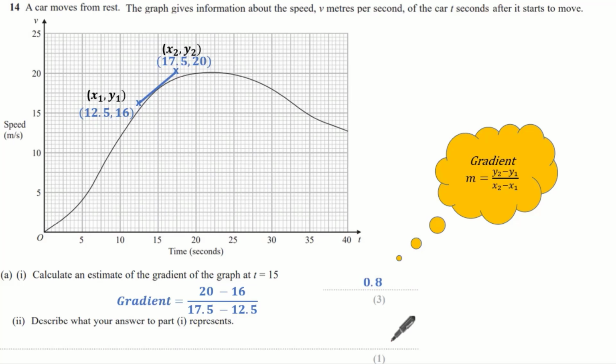Now, the second part says, describe what your answer to part 1 represents. Well, because we're looking at a rate of change of speed, this means the gradient represents acceleration.